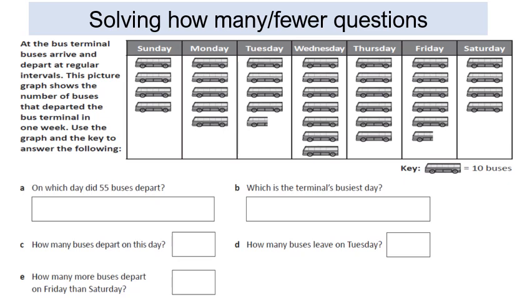Wednesday it says 10, 20, 30, 40, 50, 60, 70 buses, so it can't be Wednesday. And let's go to Thursday. 10, 20, 30, 40, 50, 60 buses. No, not Thursday. Friday's got 10, 20, 30, 40, 50, and half a bus. That's got to be 5. So that's 55 buses. On which day did 55 buses depart? It's got to be Friday. Did you get Friday? Fantastic.